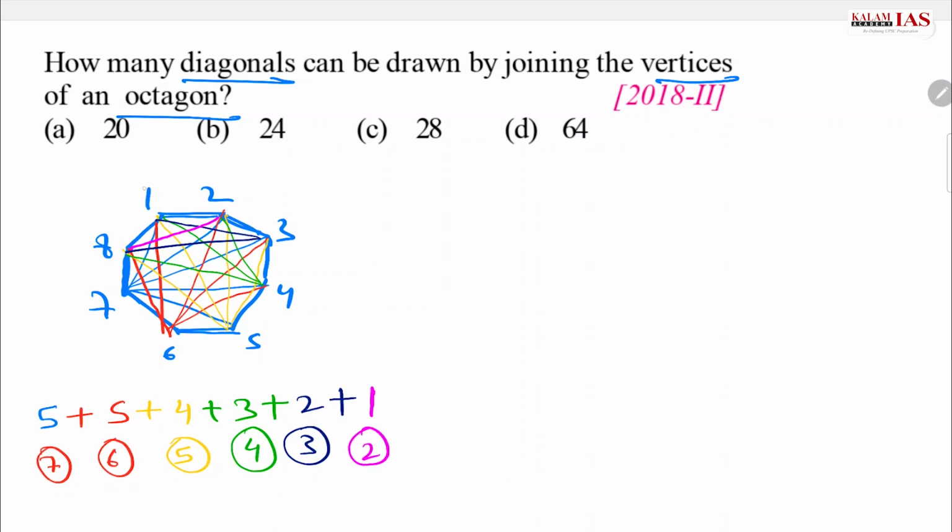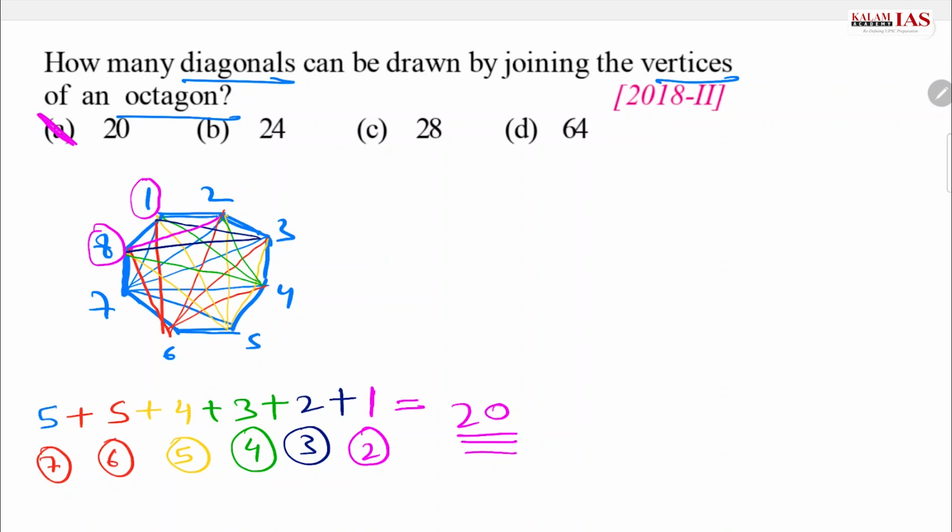Now if we see vertex number 1 and vertex number 8, all of their diagonals are already counted. So it will be just repetition, you can easily see. So we have to just do the summation of all these values. It will be 10 plus 4, 14, 17, 19, 20. So there are 20 possible diagonals that can be drawn by joining the vertices of an octagon. So the answer will be A.